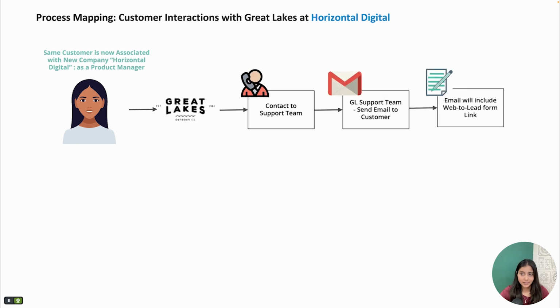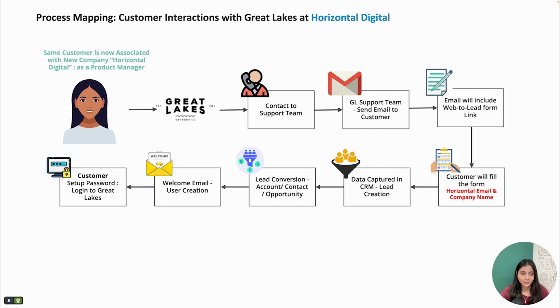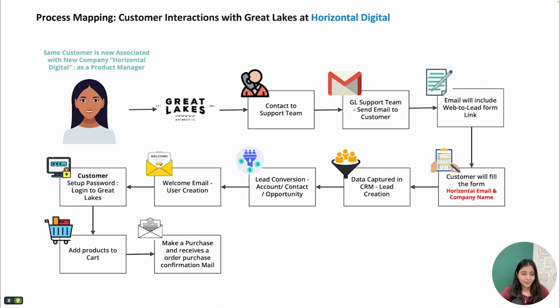She again fills up the same form, but this time in the email and company name fields she fills in data related to her new company, Horizontal Digital, and the rest is again personal data. Again her lead gets captured into the CRM of Great Lakes, gets converted by the sales team, and she receives access. That's how she made her purchase from Great Lakes, being with Horizontal Digital this time.